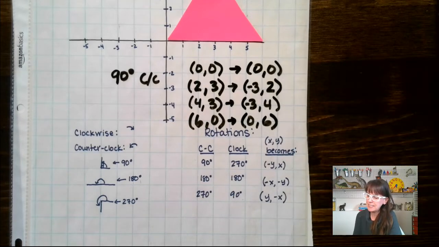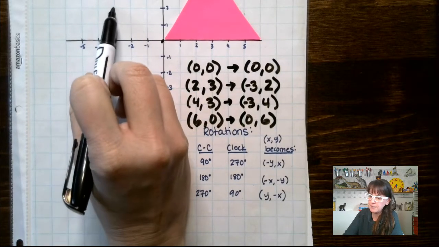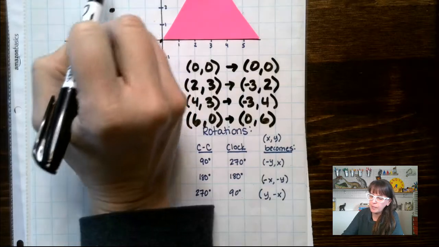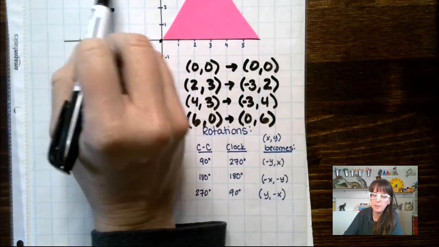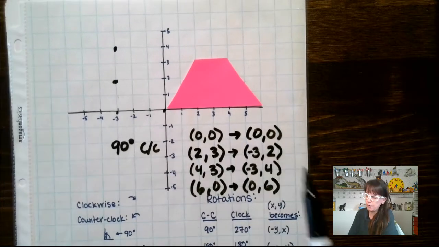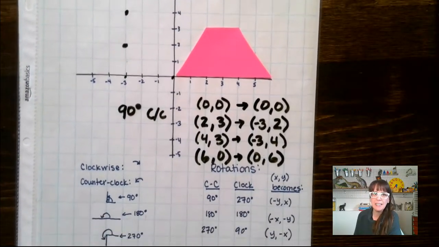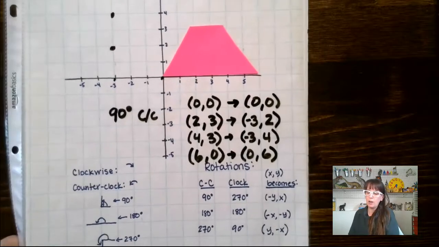And if you look, we've got 0, 0, negative 3, positive 2, negative 3, positive 4. So we went over negative 3, positive 4. Oops, helps if I show you the entire thing here. And then over 0, up 6 right here.